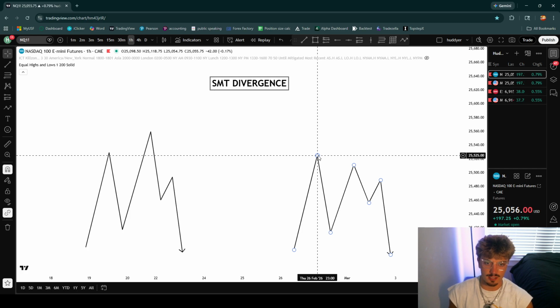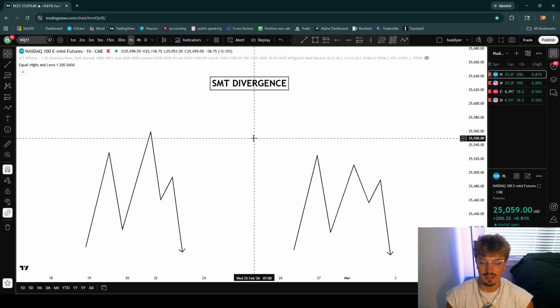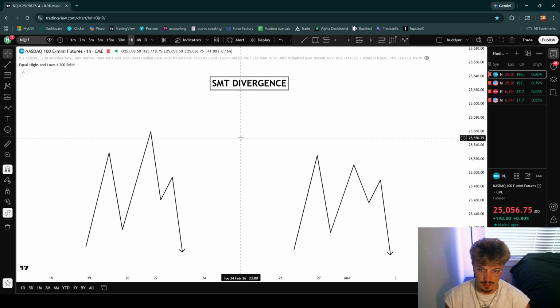Let's go over what SMTs are, which ones are going to be the most useful, which ones are not going to be as useful, and how exactly we can use them to craft our trades, as well as find draws on liquidity and our bias for the day, right? So what exactly is an SMT divergence, right?